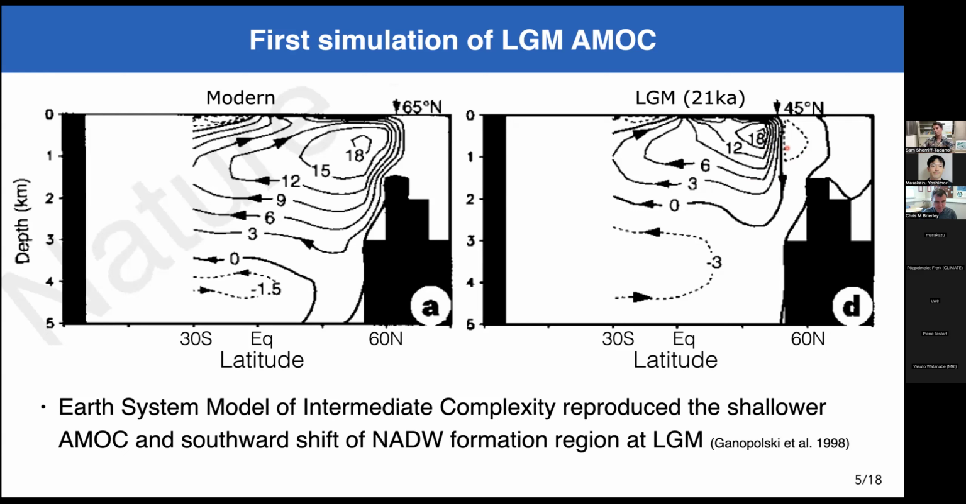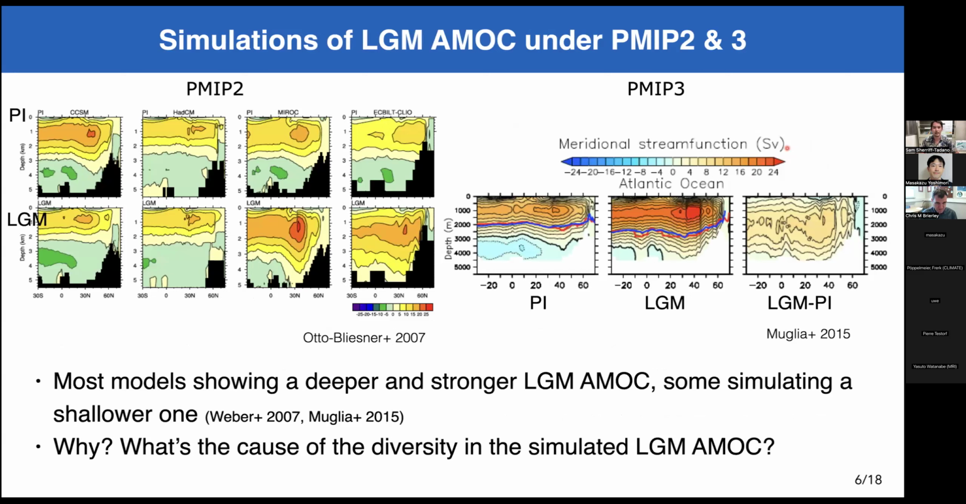So about 26 years ago, the situation was much simpler. The model was reproducing the LGM AMOC, and I think everyone was happy, probably, I don't know. But it was more straightforward, I guess. The situation got a bit more complicated when we started to see some outputs from PMIP2 and PMIP3. These two panels show the simulated AMOC for PI and LGM for PMIP2, and PI and LGM, and the differences between the LGM and PI for PMIP3.